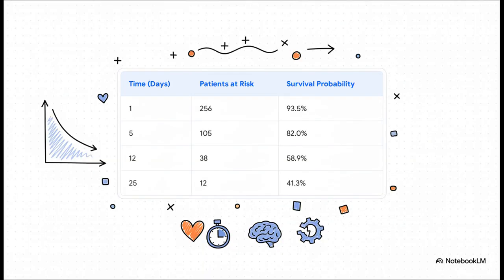All right, so now let's look at the actual numbers behind that staircase using our data. On day 1, you can see the survival probability is pretty high, 93.5%. But watch what happens. By day 12, we've taken a few big steps down that staircase. The probability has dropped all the way to 58.9%. And then by day 25, it's down to 41.3%. Each one of those drops, it's more than a number. It's a picture of the pace of these tragic events.